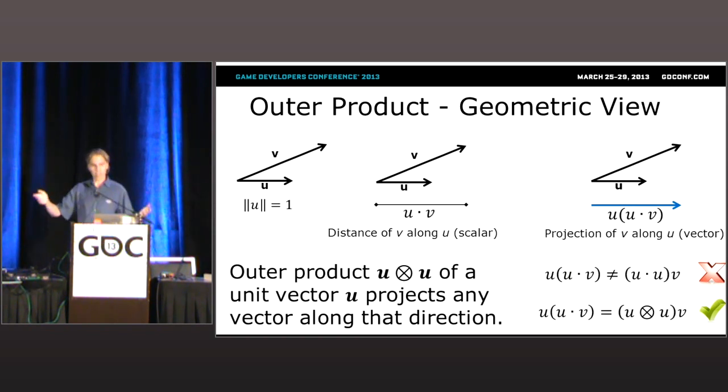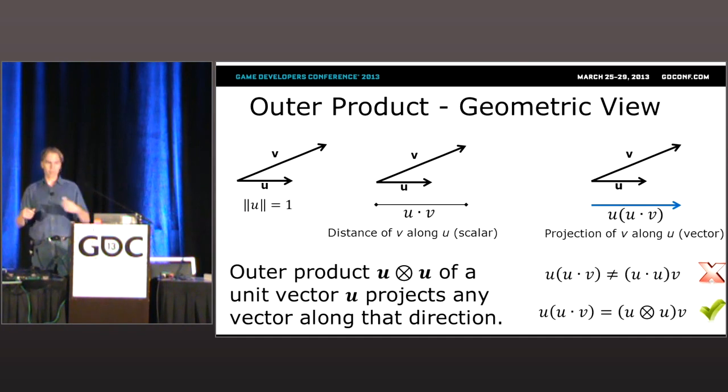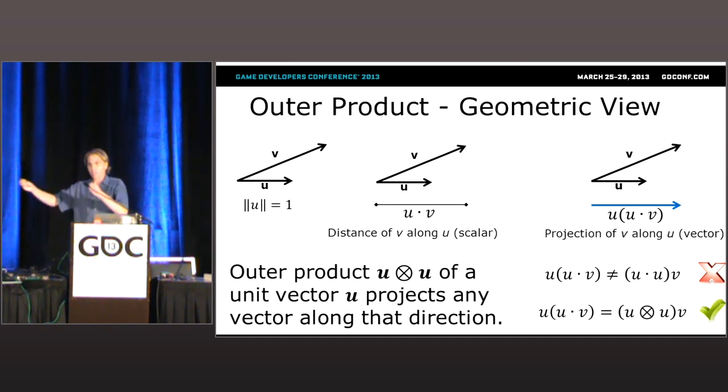Okay, we already know what the dot product is. Let's say we have a vector of unit length, u. And we have some other vector, v, and we take the dot product. That gives us the distance of v as if we projected along u. Now, that's a scalar. If we want a vector along that line, then we multiply u dot v times u. And that gives us this line, so v projected onto that line.